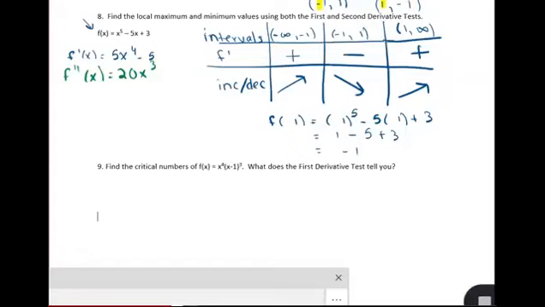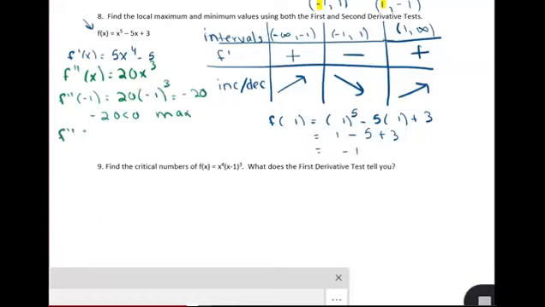Because if you have a critical number where the second derivative is less than 0, it'll give you a maximum. If it is greater than 0, it's going to give you a minimum. So let's check that and see. If we take our second derivative of -1, that's going to look like 20 times -1 to the third, and that's going to give us -20. Well, we know that -20 is less than 0, so that's just going to be a maximum, which is what we figured out from our first derivative as well. It's nice that they agree.